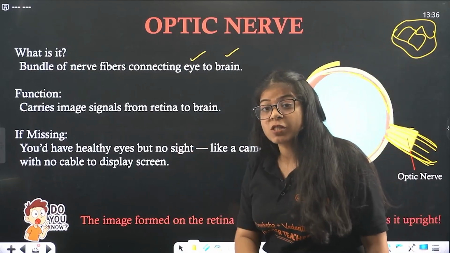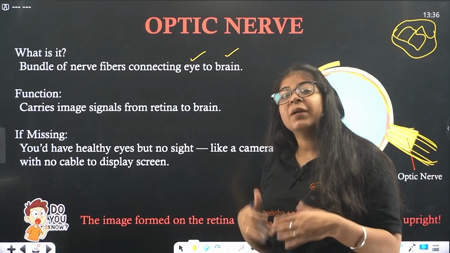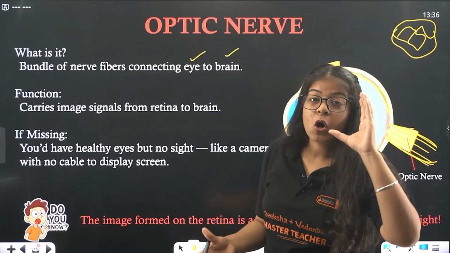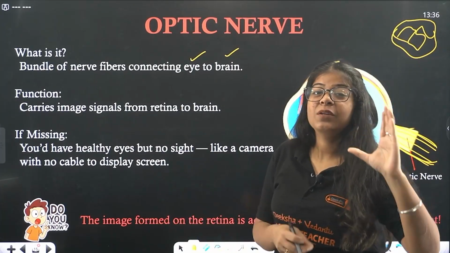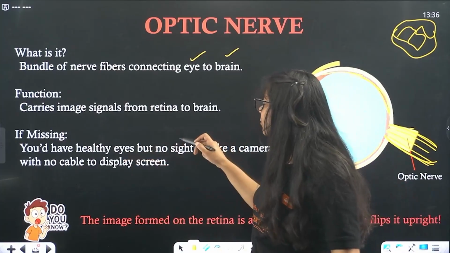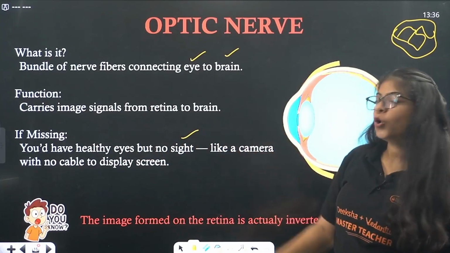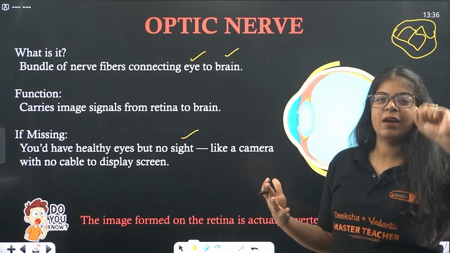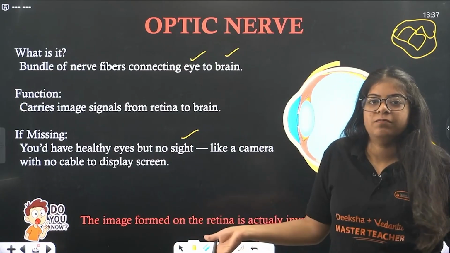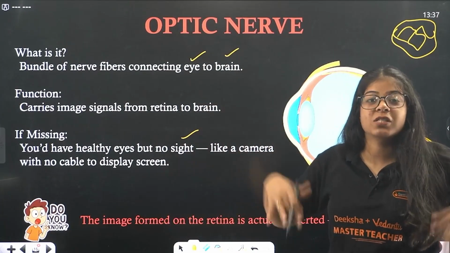If it is missing, you would have healthy eyes, but you will still not be able to see the image. The image will be formed on your eye, but it will be of no use. There will be no sight. You would have healthy eyes but no sight, like a camera with no cable to a display screen. So you don't have a display screen. Your brain will not see the image, because it doesn't reach the brain.